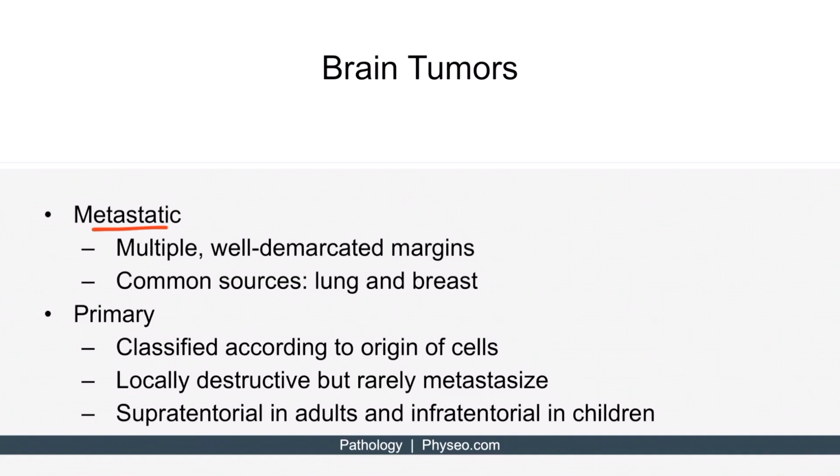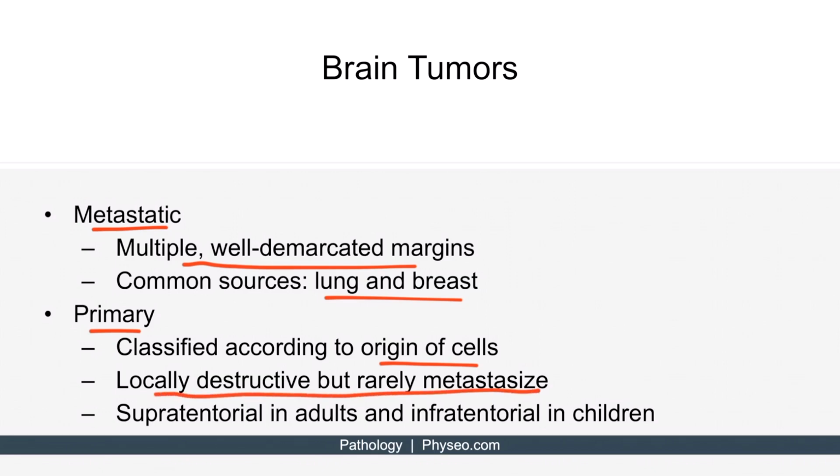be metastatic or primary. Metastatic brain tumors are characterized by multiple, well-demarcated margins, with common sources being the lung and breast cancer. Primary brain tumors are classified according to the origin of cells, such as astrocytes, meningothelial cells, ependymal cells, oligodendrocytes, or neuroectoderm. One thing to note here is that these primary tumors are locally destructive but rarely metastasize.